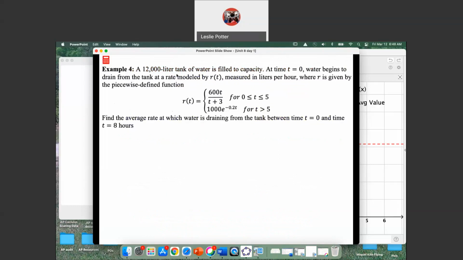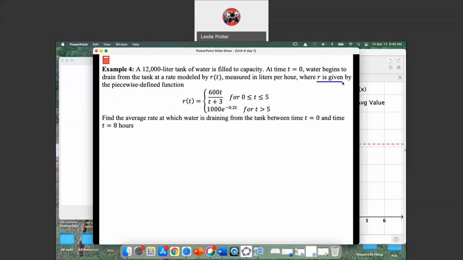So we have a 12,000 liter tank of water, and it's filled to capacity, so it's filled all the way up. At time t equals 0, water begins to drain from the tank at a rate modeled by R of t. R of t is measured in liters per hour, and R is a piecewise function defined as you see here.